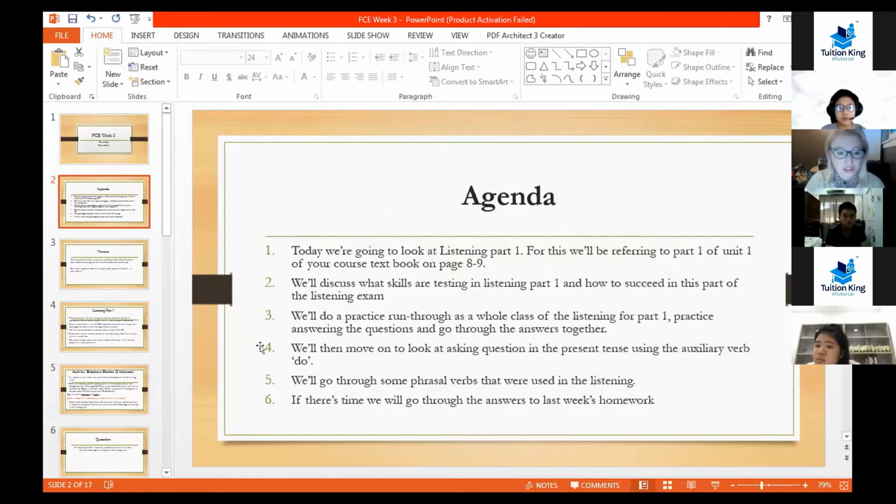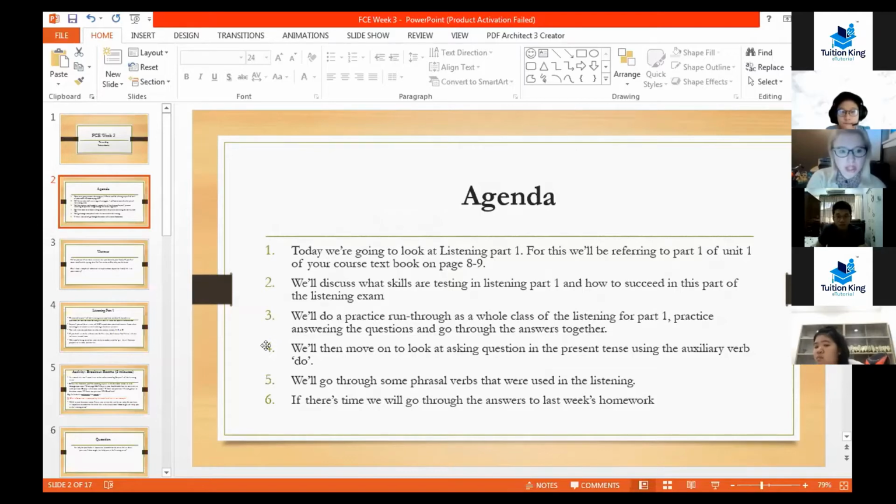Then we will be, so just addressing point 4 here, we'll then be moving on to look at a little bit of grammar for the next part of the class. And we'll be looking at asking questions in the present tense using do, because this is a very important auxiliary verb that you need to know for asking questions in this tense. And then we'll go through some phrasal verbs that were used in the listening exercise that we just did together. So we will be looking at the phrasal verbs that we heard in the listening. And then if there's time, we'll go through the homework from last week.